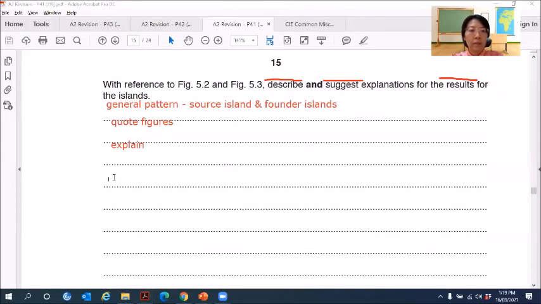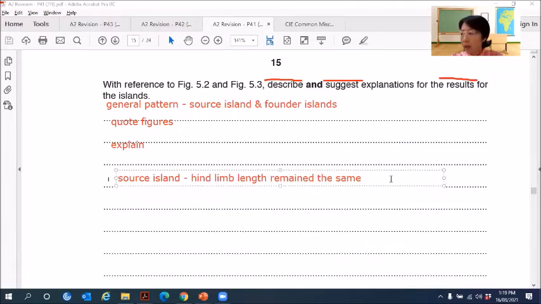So let's talk about the source island first. Describe, right? Describe what you see from the graph. So hind limb length remains the same. So the phenotype, which is hind limb length, remains the same. Okay, so explain. This is a stabilizing selection. Natural selection happens all the time, because all organisms are exposed to the environment, therefore exposed to selection pressure all the time. So tell me what kind of pattern of selection there is: stabilizing, okay?